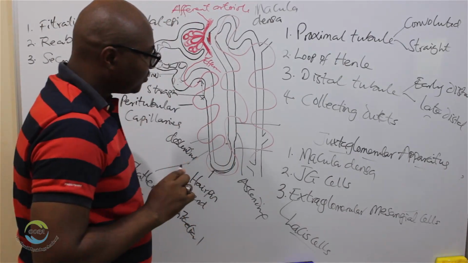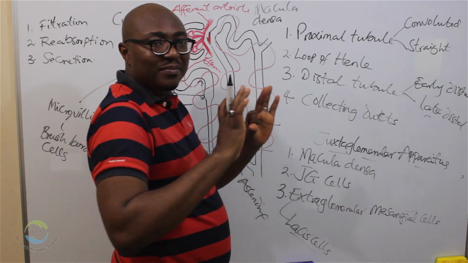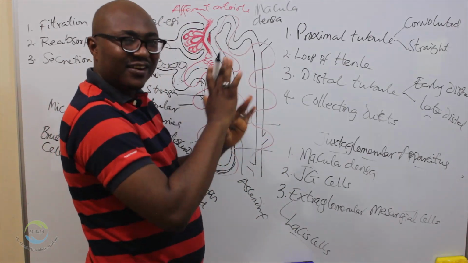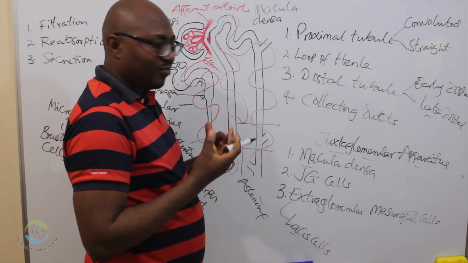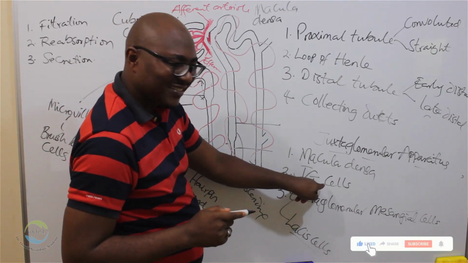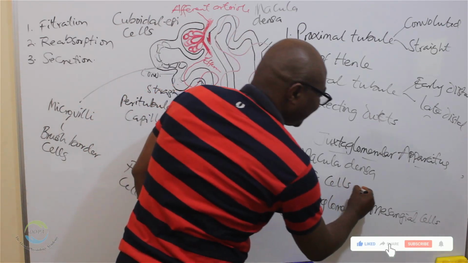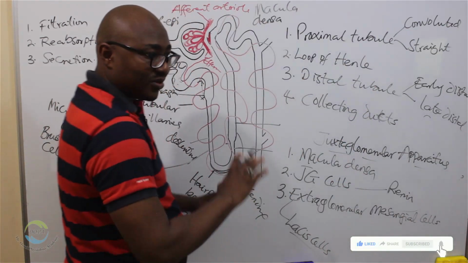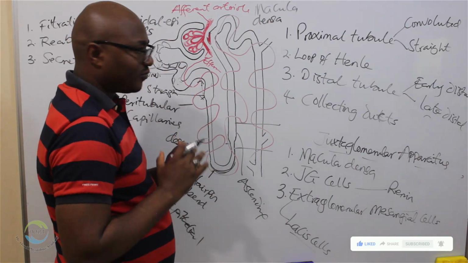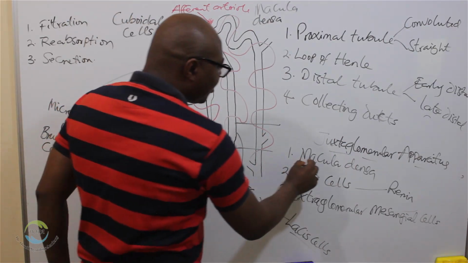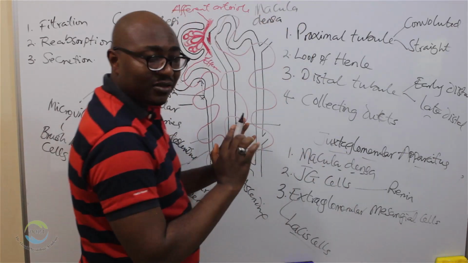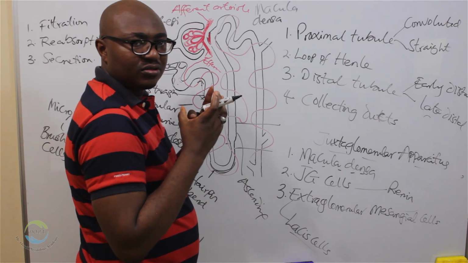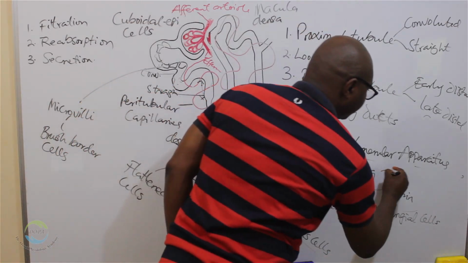Now, we talked about secretion of renin at the previous lecture, the general functions of the kidney in regulating blood pressure. These juxtaglomerular cells are the cells that perform that function. They secrete renin, so they play that role in the regulation of blood pressure. Then the macula densa, they are osmoreceptor cells.